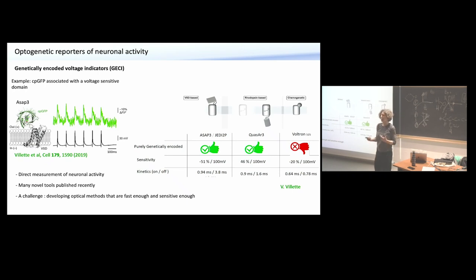But actually, it's a very big challenge to image these tools because the signal is very fast, so you don't have a lot of time to collect photons, and also it's very small, it's only 10%. So you will see later in the talk that it's quite a challenge to look at these voltage indicators, and people need to develop new techniques that are adapted to look at these voltage indicators.